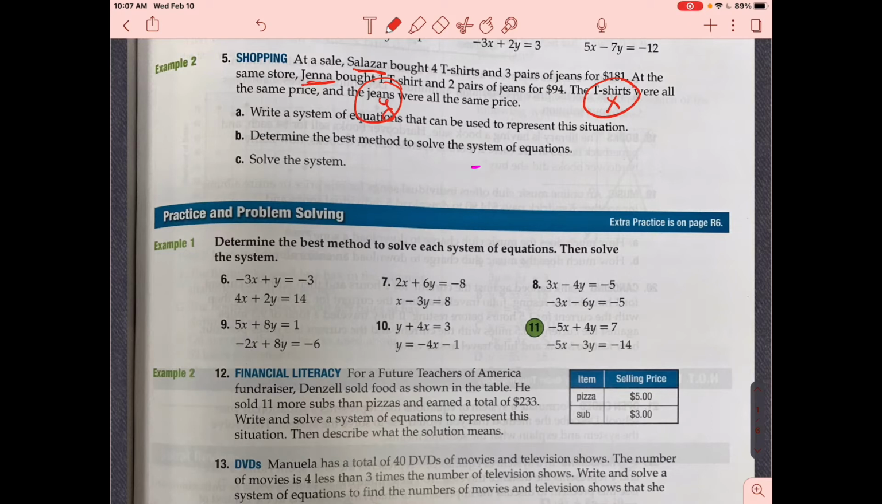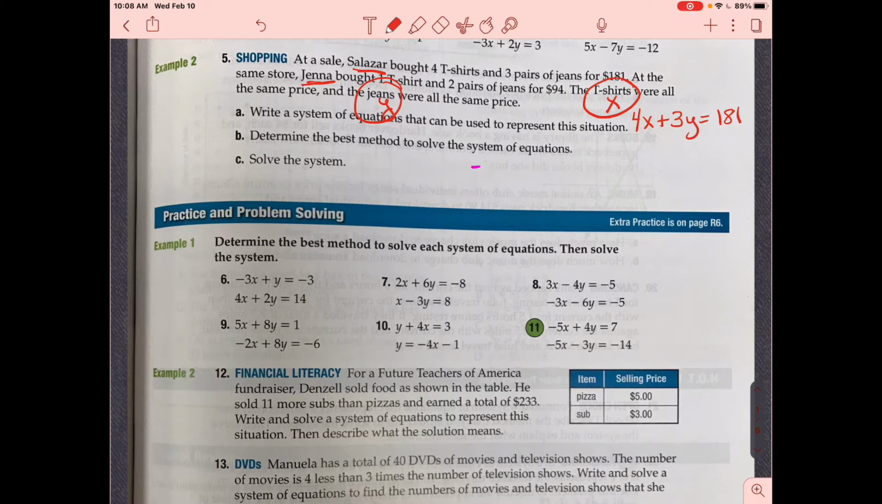I'm going to put those two pieces of information together, and that'll allow me to know how much the t-shirts cost and how much the jeans cost. This is how I would set that up. Salazar is 4x plus 3y equals 181. So I'm going to do 4 times the price of the t-shirts because he bought 4 t-shirts, and 3 times the price of jeans because he bought 3 pairs of jeans.